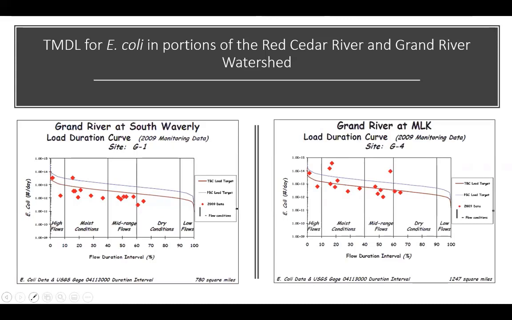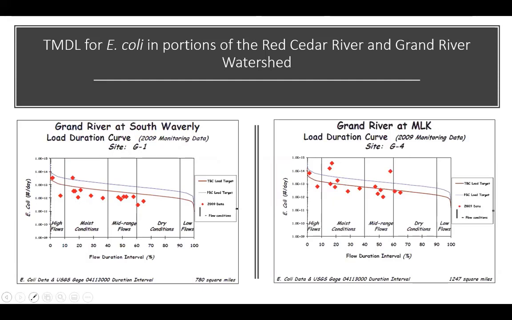So the Grand River is designated impaired with regard to E. coli. And the water quality standards were promulgated under Part 31 of the Water Resources Protection of the Natural Resources and Environmental Protection Act, NREPA. The total body contact is monitored from May 1st to October 31st, and partial body contact is year-round.